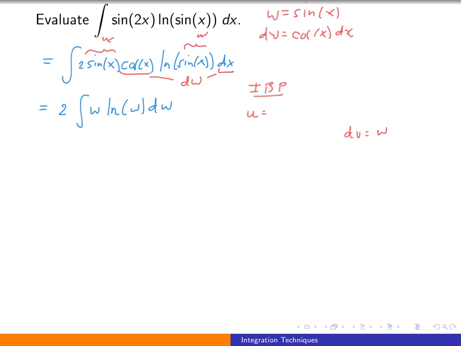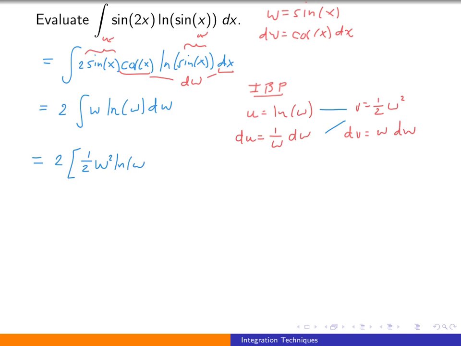So we'll let dv be w dw, so that v will be 1/2 w squared. u is going to then have to be the natural log of w, so that du is 1/w dw. And integration by parts tells us that we multiply together u and v, and then we subtract away the antiderivative of v du. So putting this all together, we're going to have 2 multiplied by uv, so 1/2 w squared natural log w minus the antiderivative of v du.